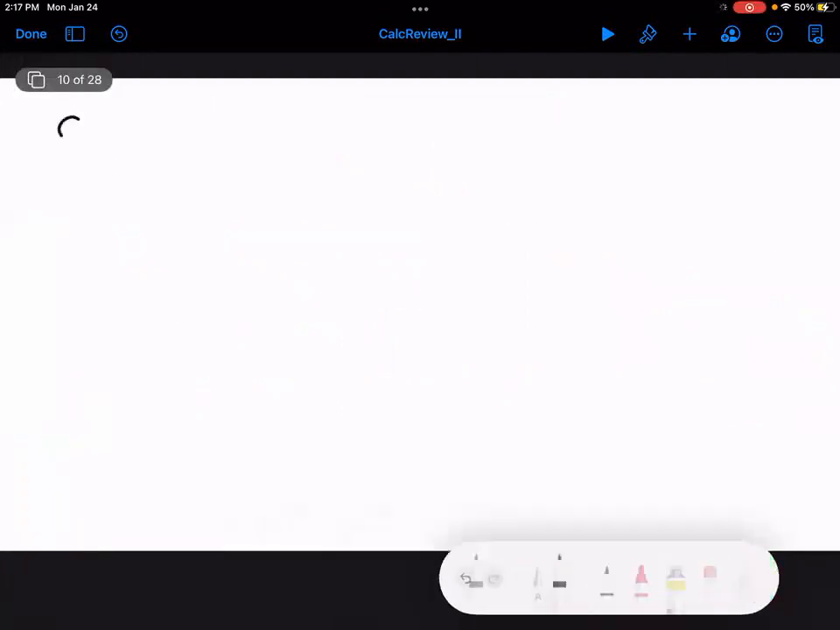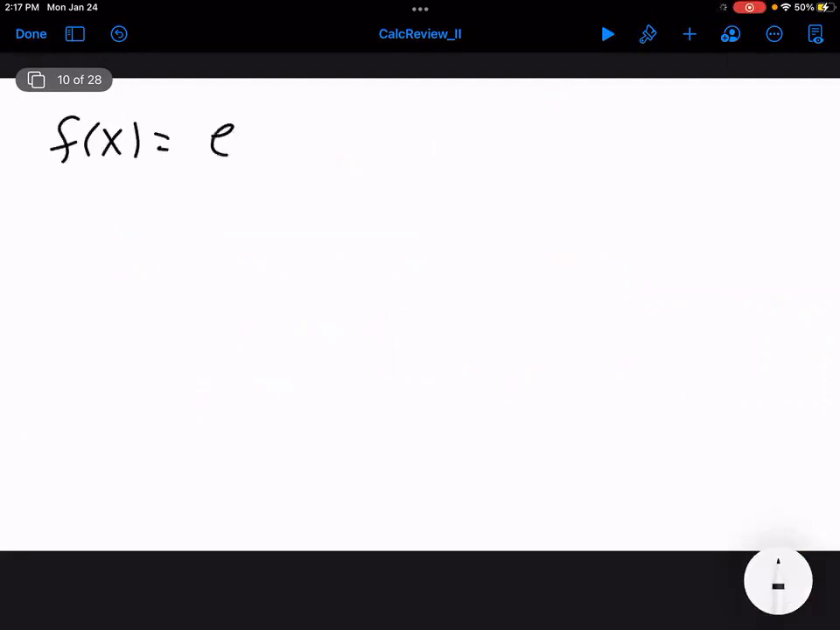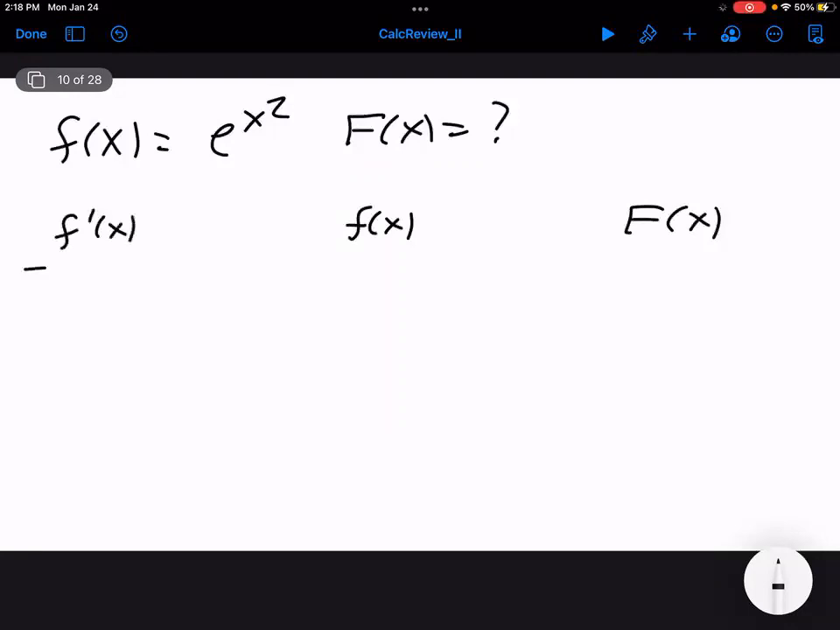If I give you f of x equals e to the x squared, it turns out there's no nice function that's the antiderivative, that has the derivative of e to the x squared. So what we can do is we can try to come up with a table. So here's f of x, here's its antiderivative big F of x, and over here, here's f prime of x.